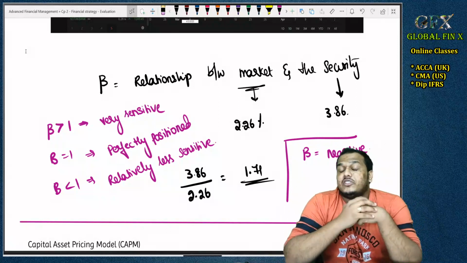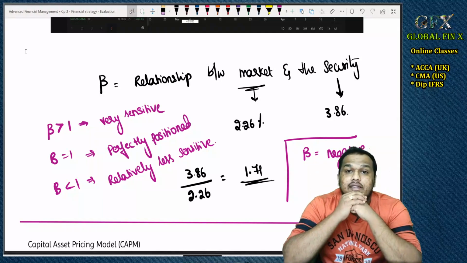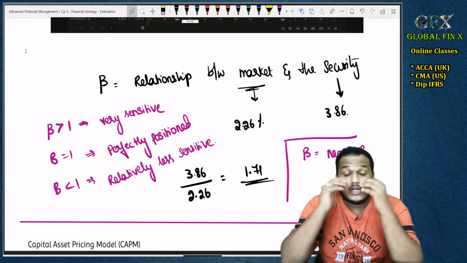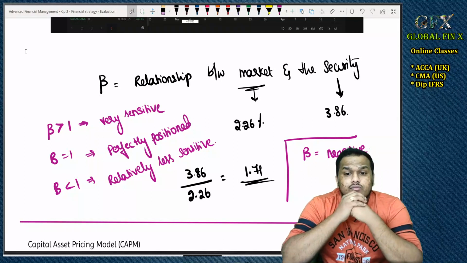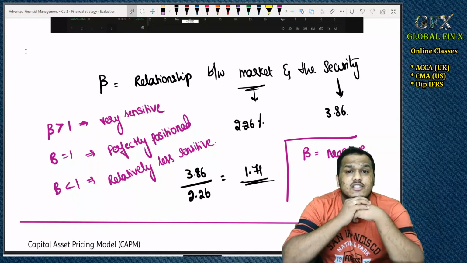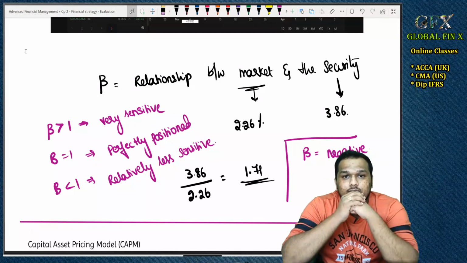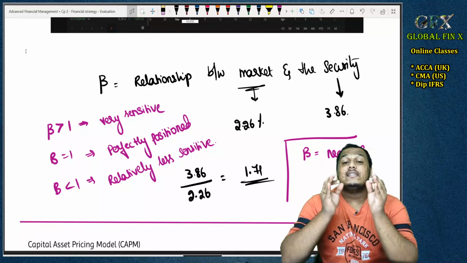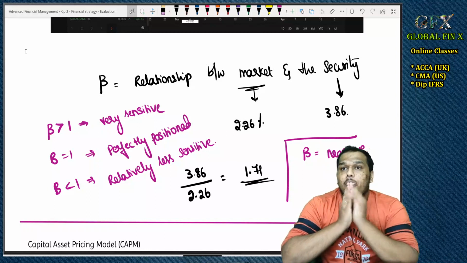I haven't seen a single stock that moves exactly in the opposite direction of the market to date. I have been involved with stock markets for the last 10 to 12 years, I guess. I have never seen a single stock moving exactly opposite to the market. So theoretically, it is possible for a stock to have a negative beta factor.